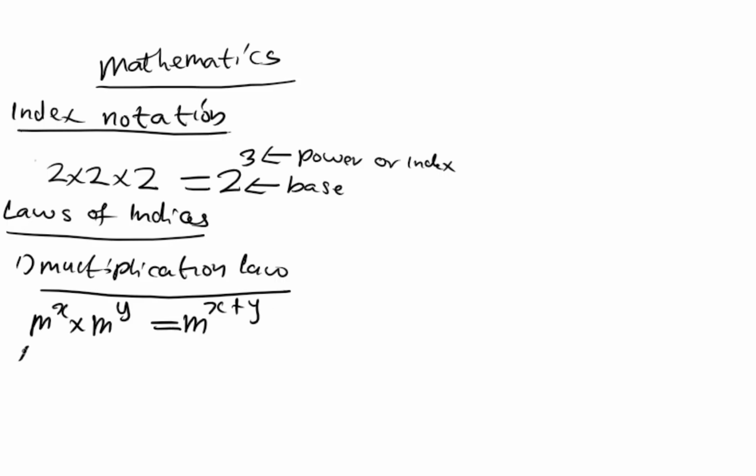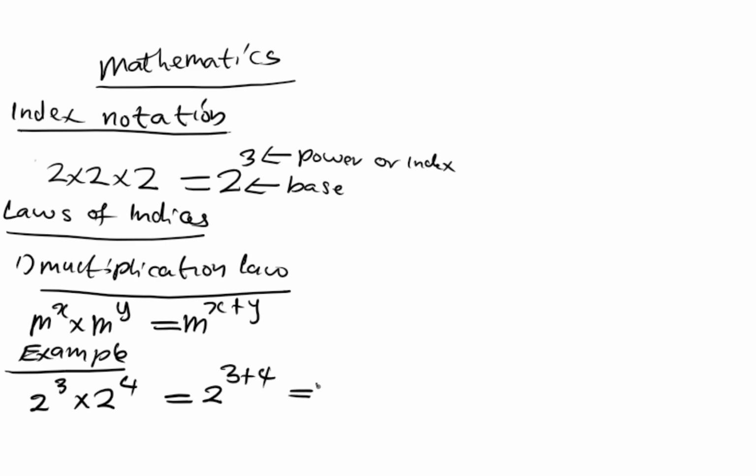Let's take an example. If you have 2 raised to the power of 3 times 2 raised to the power of 4, this will give us 2 raised to the power of 3 plus 4, which is 2 raised to the power of 7. You can see their base are the same, so we take one of the base and we add their powers.